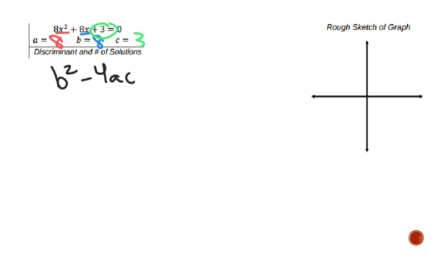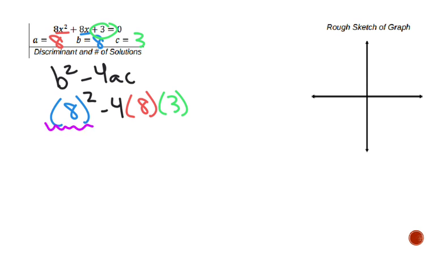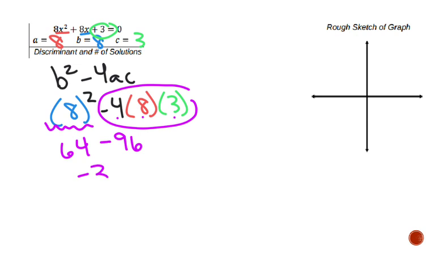So now we're just going to fill in. b squared minus 4ac. So our b value is 8, squared comes from the formula, minus 4 times our a value, which is 8, times our c value, which is 3. Okay, now we're going to simplify. 8 squared, 8 times 8 is 64. Then we're going to multiply over here. So negative 4 times 8 times 3, which is negative 96. And then 64 minus 96 is negative 32. So our discriminant is negative 32.